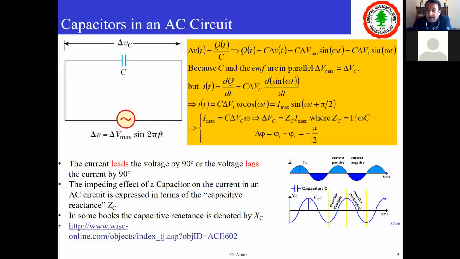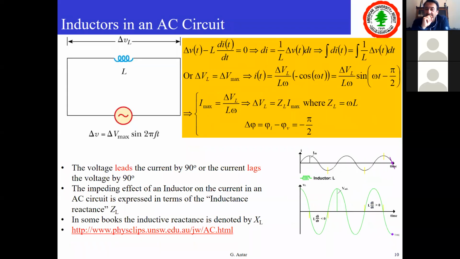On the other matter, the phase difference, delta phi equal to phi I minus phi V, is equal to pi over 2. In this case, we say that the current leads the voltage by 90 degrees, or the voltage lags the current by 90 degrees. That's the outcome when you put an AC generator in series with a capacitor. This is the response that we have.